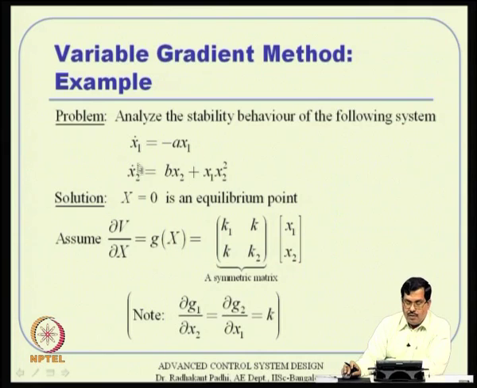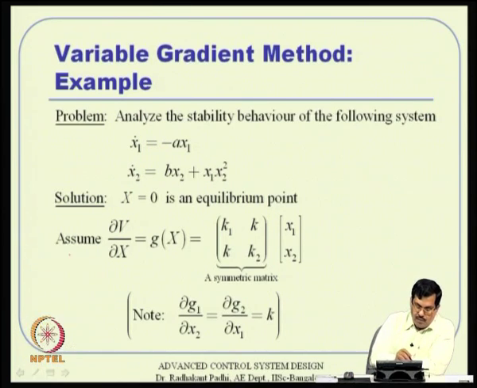Say this is a small example, x1 dot is like that and x2 dot is like that. If we put x1 dot and x2 dot equal to 0, that means the equilibrium point has to be 0, that is the first condition we have to see. We want to see what an equilibrium point is.